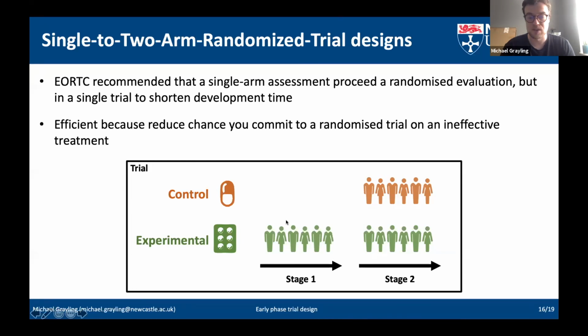We start with just a single arm evaluation. And then at that point, if it does look like the drug is doing okay, we then proceed on to a randomized evaluation after an interim analysis. And you're basically arguing there that you're reducing the chance that you move to this randomized evaluation for drugs that are ineffective. So that is more efficient than always just jumping straight into an RCT.